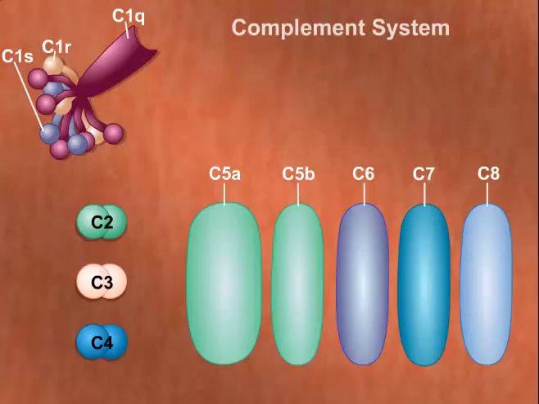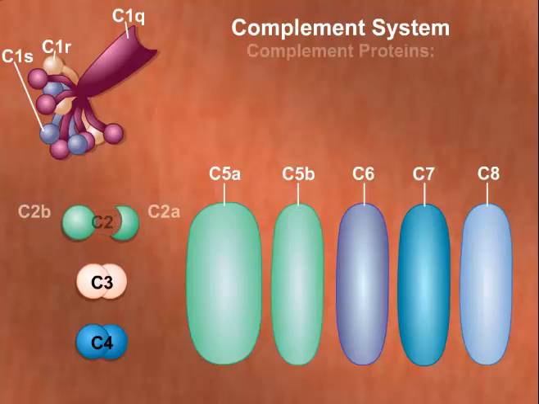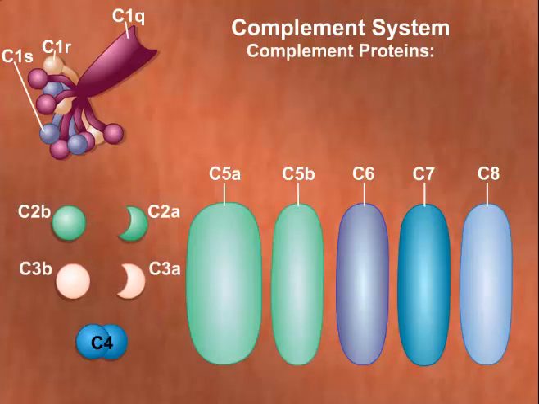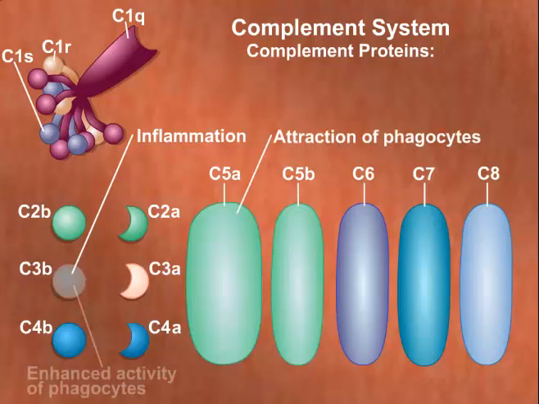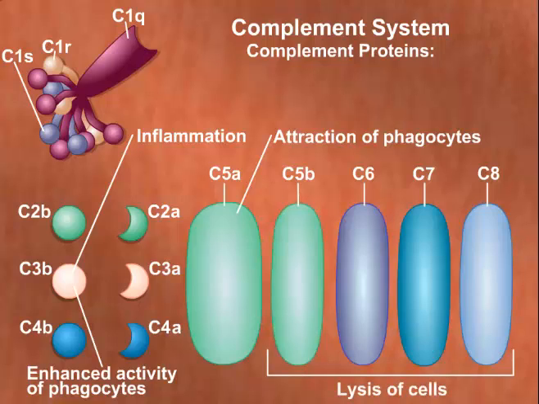The complement system consists of a group of over 30 serum proteins that play an important role in both innate and adaptive immunity. Complement proteins participate in host defense processes such as inflammation, attraction of phagocytes to an infected area, enhanced effectiveness of phagocytes, and lysis of cells.